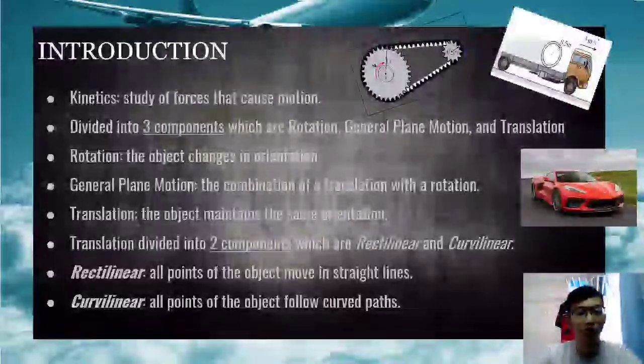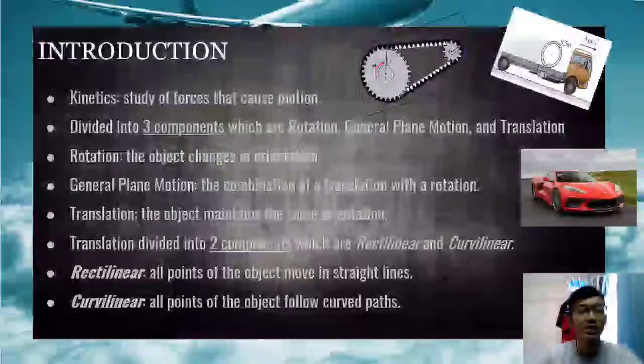Next, general plane motion. General plane motion is the combination of a translation with a rotation. The example of general plane motion in real life is a concrete culvert on a truck. Next, translation. Translation is when the object maintains the same orientation. The example of translation in real life is a car.